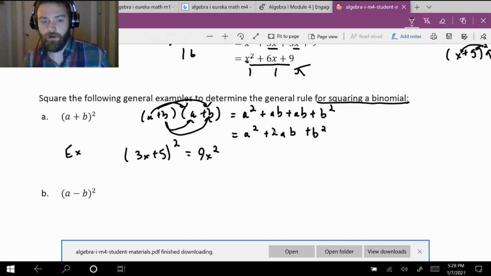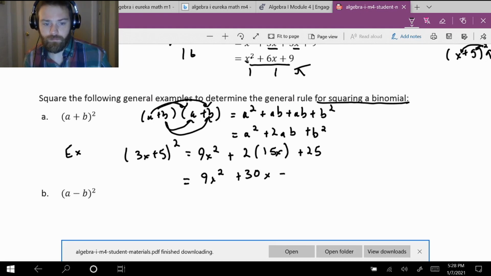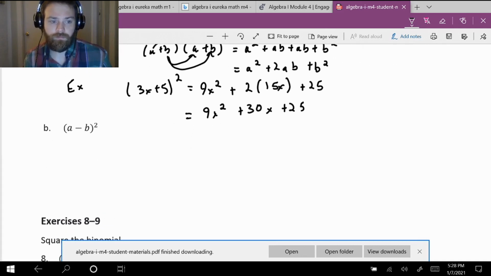Okay. So the next step is plus 2, and then I'm going to multiply a and b together. So a is 3x and b is 5. So 3x times 5 is 15x. And then 5 times 5 is 25. And that's it.